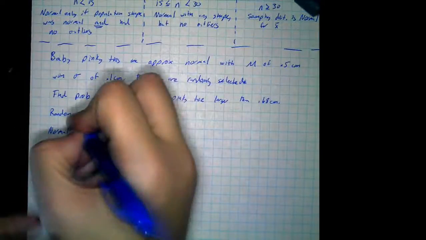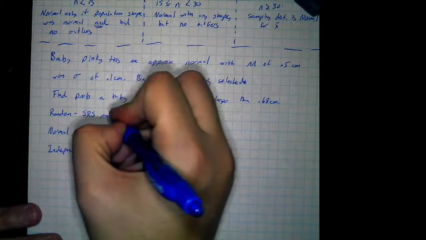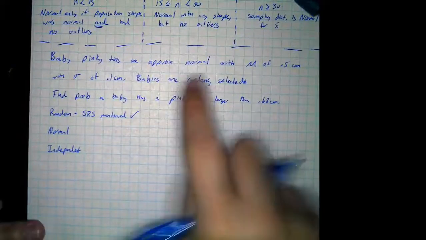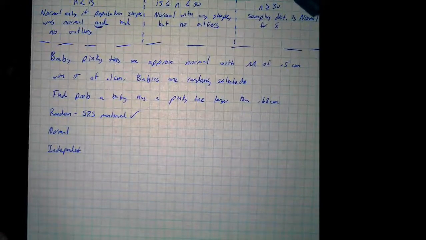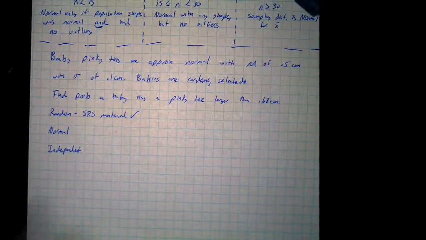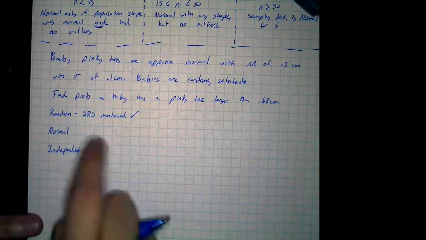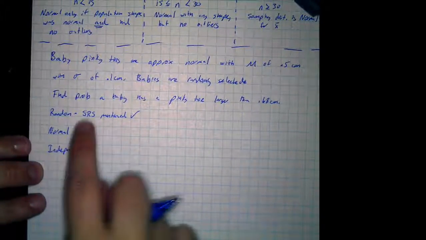So was it random? So we're gonna say there was an SRS mentioned, right? So check. It said babies are randomly selected, right? So there was an SRS mentioned. It said mentioned, so we're writing. I write R and I, and it means random, normal, independent. They talk about random selection, right? So you just kind of got to tell me, I see that.